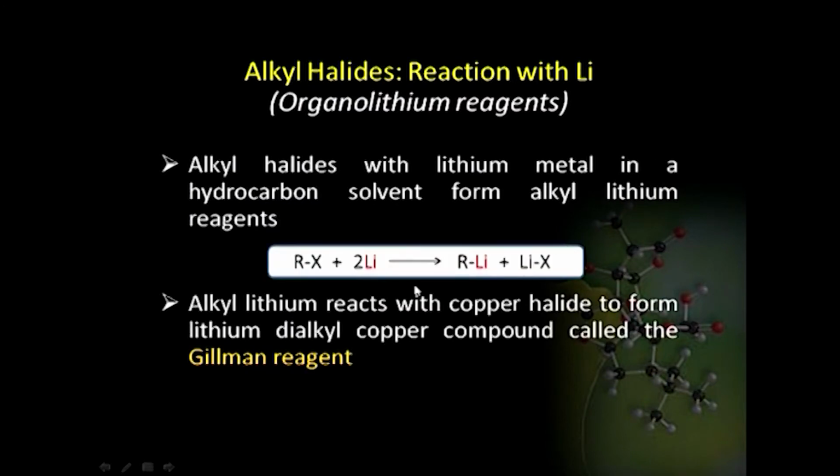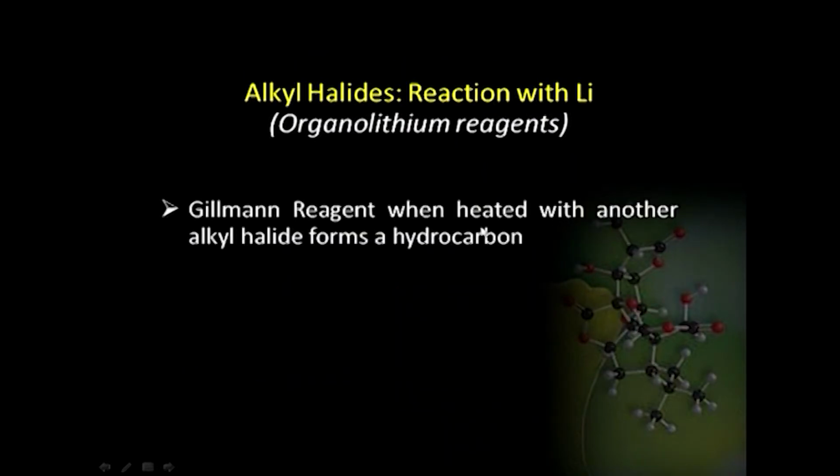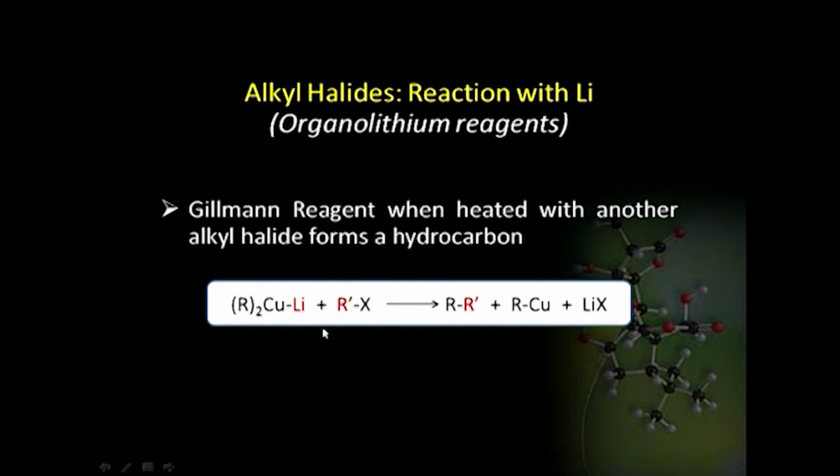The alkyl lithium reacts with copper halide to form lithium dialkyl copper compound called the Gilman reagent. So, alkyl lithium combines with copper halide and gives dialkyl copper lithium. The Gilman reagent, when heated with another alkyl halide, forms another hydrocarbon. So, if we take an alkyl halide which has a different R group, it will give us one alkyl group from the Gilman reagent and one alkyl group from the alkyl halide.